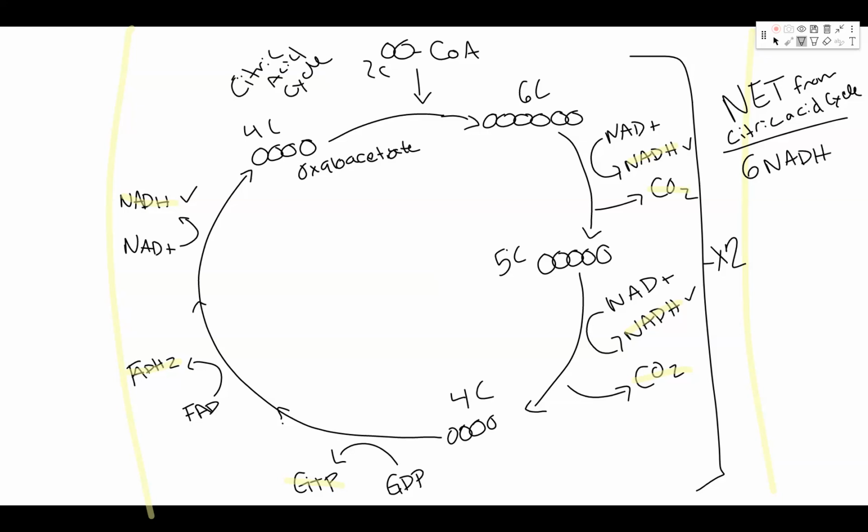NADH, 2 carbon dioxide, so it's actually 4 carbon dioxides. One in GTP or ATP, so we're going to get 2 ATP. And 1 FADH2, so we're actually going to get 2 FADH2s.